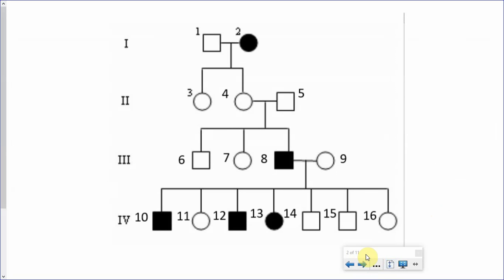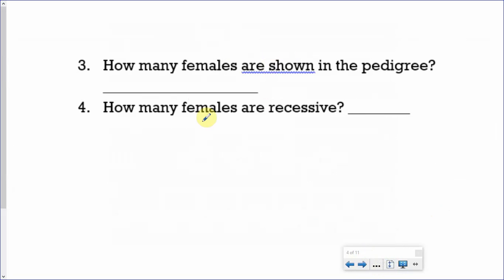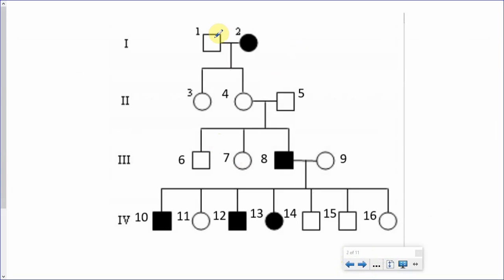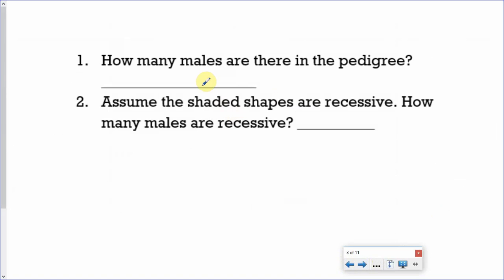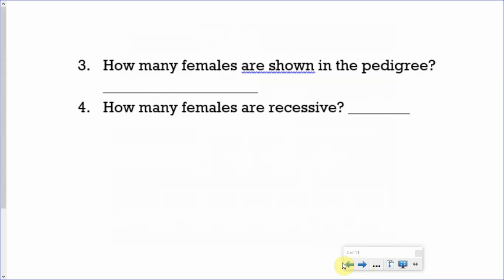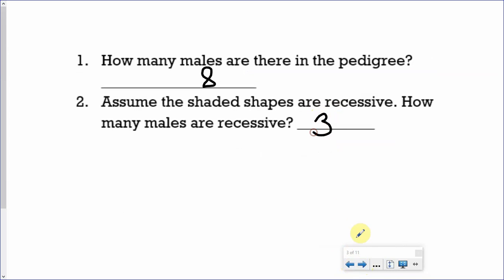So this here itself is a pedigree, and we're going to look at some of the questions on page number 7 together to walk through our general stuff dealing with pedigrees. First off, let's look at our actual shapes. So let's count up how many males we have in our pedigree. 1, 2, 3, 4, 5, 6, 7, 8. There are 8 squares, so we have 8 males. Let's assume that all the shaded ones represent the recessive trait. Let's count how many are recessive. 1, 2, 3. There's 3 recessive males. So that's pretty easy, right?